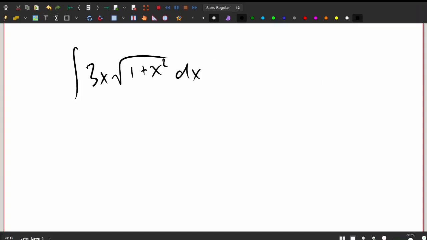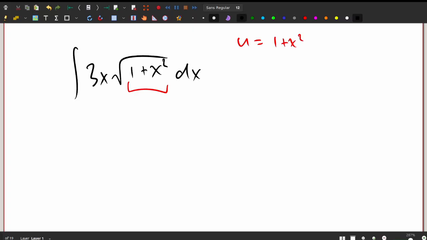Now let's look at this integral. So we have 3x times the square root of 1 plus x squared dx. And we can't distribute anything here because this is all under a square root. So we don't have an elementary way of anti-differentiating this. Let's use a u substitution, and let's set u equal to this expression here, 1 plus x squared. So I'm going to say u is equal to 1 plus x squared.